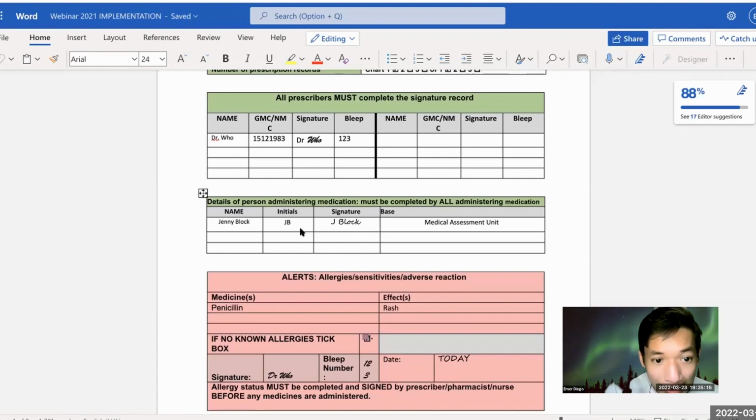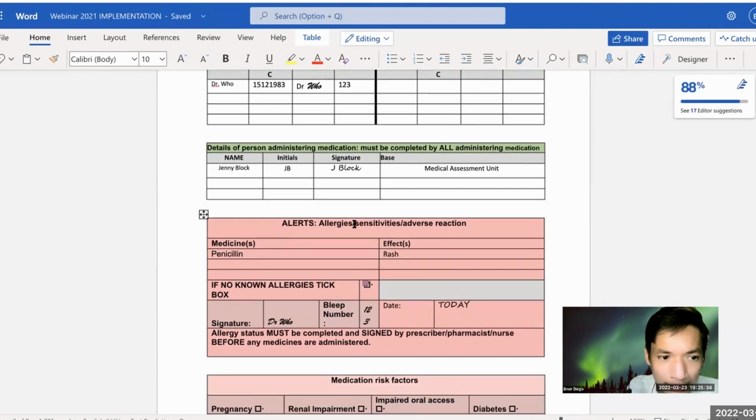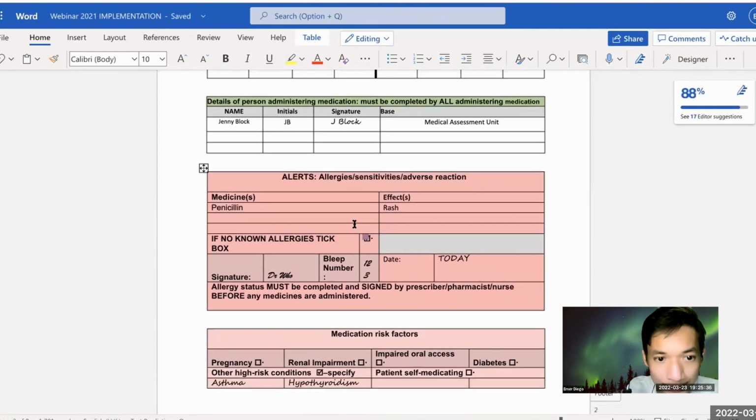So, do we need to write anything here? After you finish your administration of your medication, you will be writing your name here. Later, I will show you. We will complete this. Okay? So make sure to read your drug chart a bit faster because it's long.